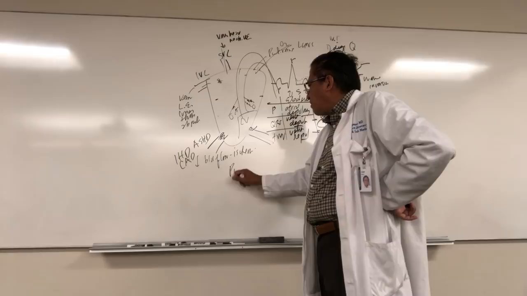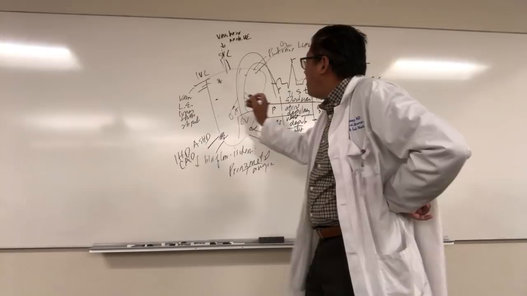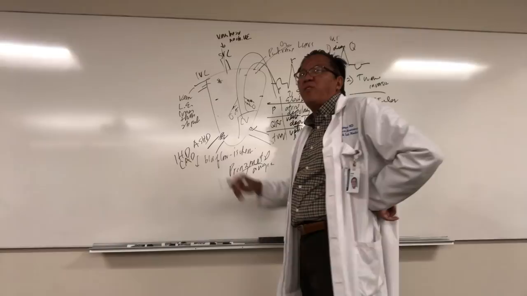Prinzmetal angina. Why is it called Prinzmetal? It has nothing to do with fat deposits. The vasospasm of the smooth muscles here contracting, leading to vasoconstriction, there will be decreased blood flow. That's the reason why they complain of what? Chest pain. And what's the drug of choice? We give calcium channel blockers.